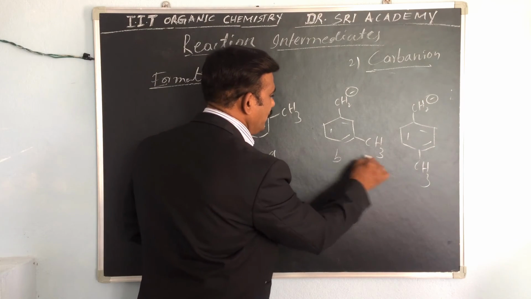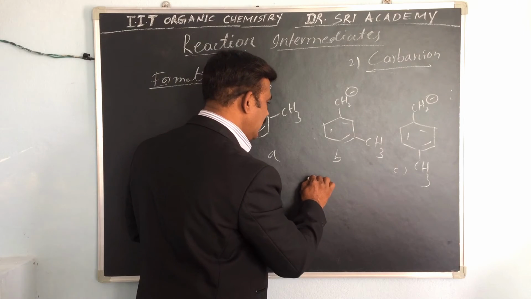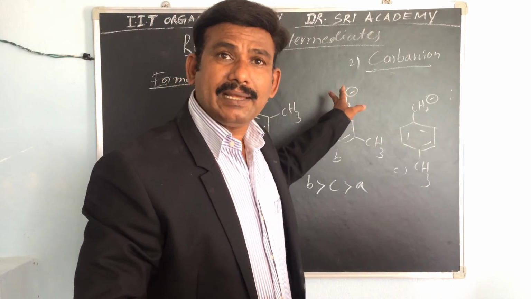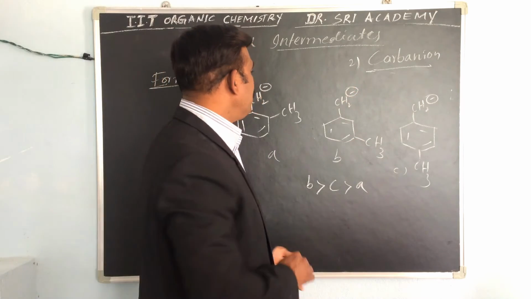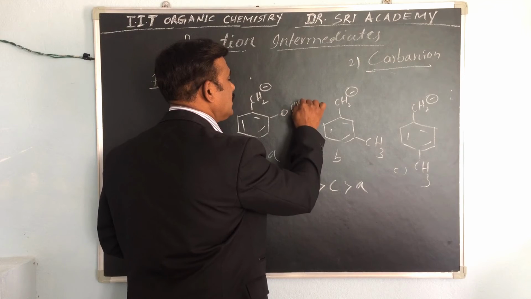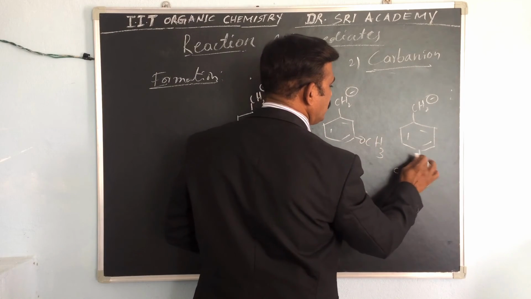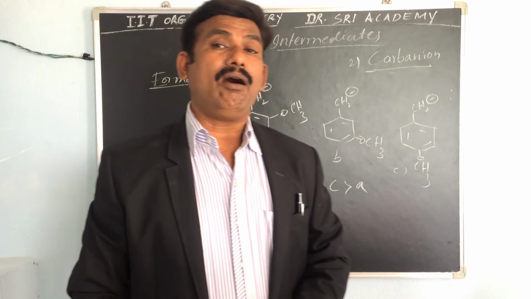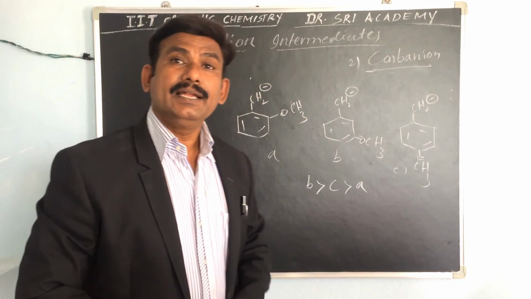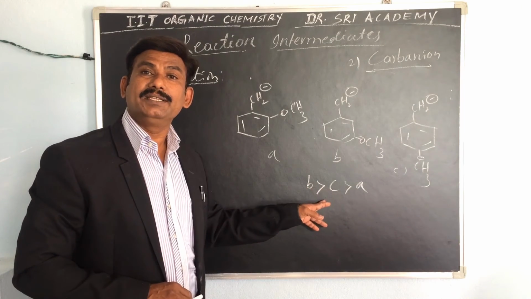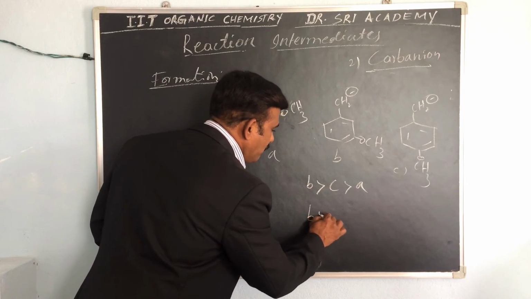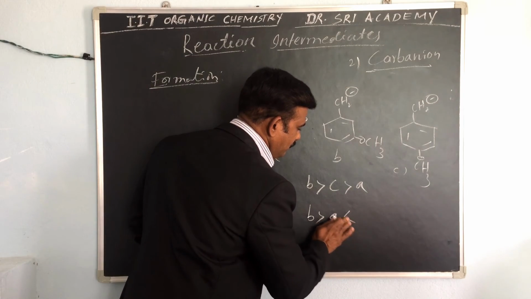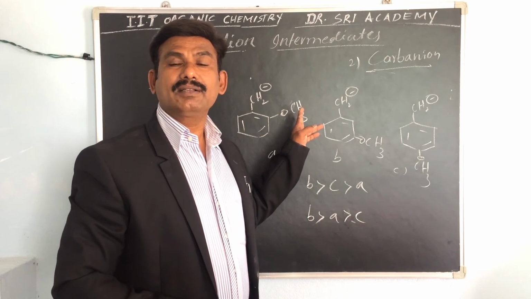So here, for example, A, B, C. Meta position is greater, so B is greater than C, which is greater than A. This is simply the methyl or alkyl group. In the case of the methoxy group, CH2 negative with orthomethoxy, metamethoxy, and paramethoxy, what is the order? Please see the order. Definitely the same order but a little bit changed. B is the same, meta is greater, but here A is greater than C. So this is the order in the case of methoxy.